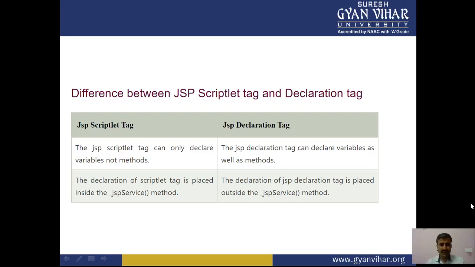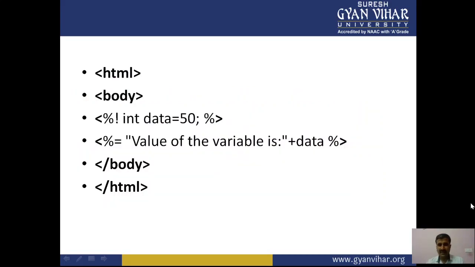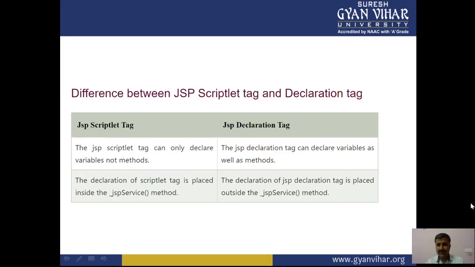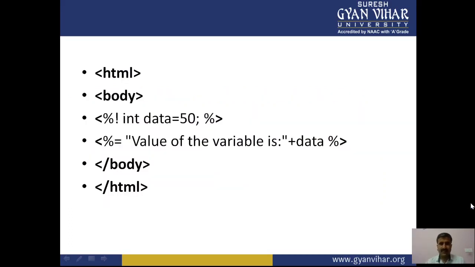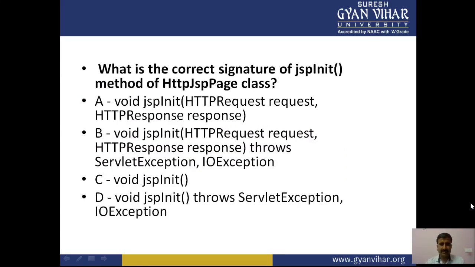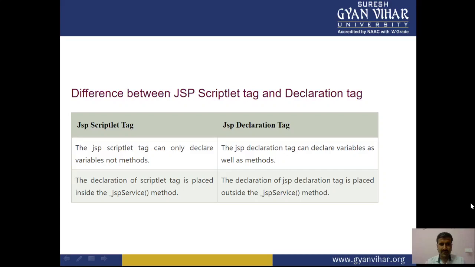The declaration of the scriptlet tag is placed inside the JSP service method. But in the case of the JSP declaration tag, the declaration is placed outside the JSP service method. For example, int data = 50. The value of data is 50. So we say that the declaration of the scriptlet tag is placed inside the JSP service method.